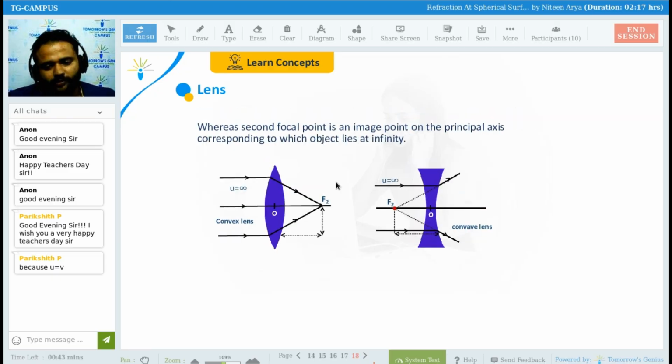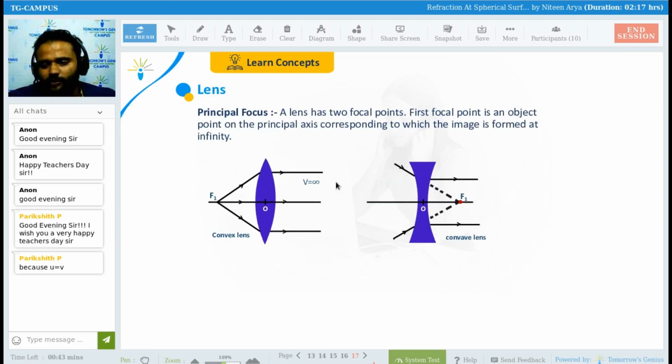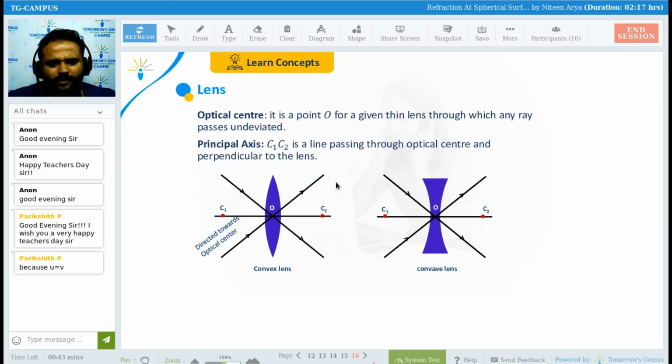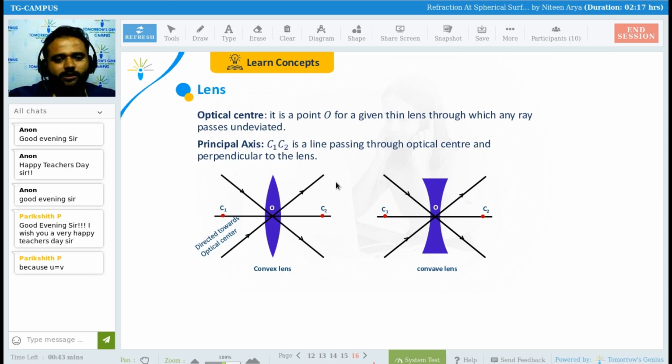Now this is just a simple revision of what the optical center is, what the principal focus is, what a lens is, and then the main thing, the power of a lens. So let's revise what it is in general, and then we will do the main thing. So this thing is done. Lens, optical center: it is a point O for a given thin lens through which any ray passes undeviated. Optical center O is that particular point through which any incident ray passes, so it is not going to deviate.